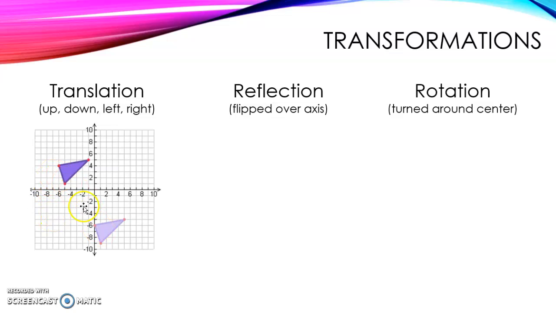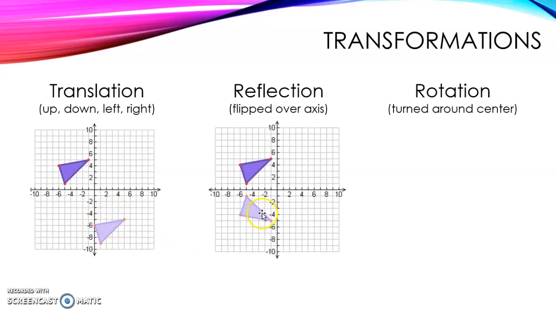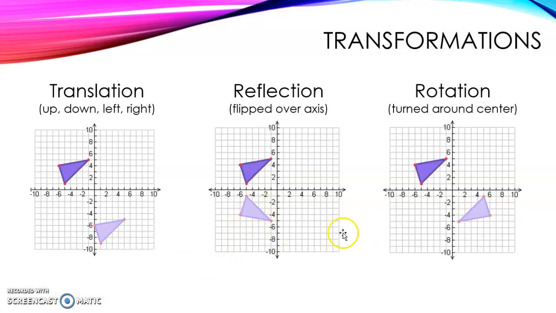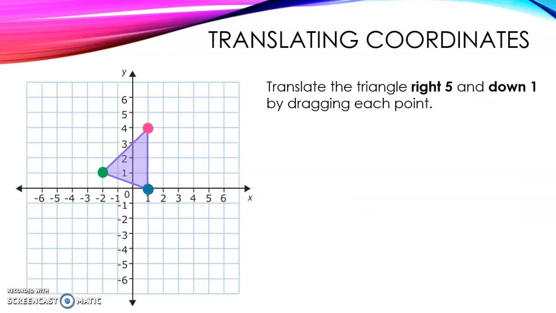So translations are always going to be pointing in the same direction when you move from one shape to another. Reflections are going to have some sort of line of symmetry that they reflect over, and rotations are going to be moved or circling around some sort of center point. So let's start with translating coordinates.